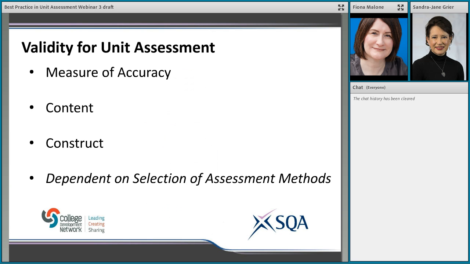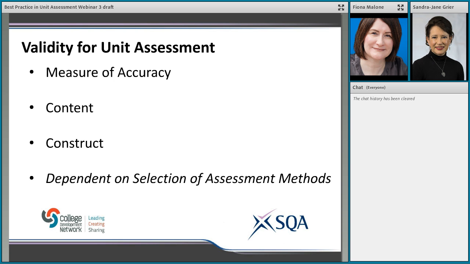Validity is a measure of accuracy of an assessment, and that's really important when it comes to assessing your candidates. The assessment method you're using is valid when it is appropriate for its purpose, allows candidates to show that they have the required knowledge, understanding and skills, allows you as an assessor to make a reliable assessment decision, and allows the interpretation and inference which can be drawn from the assessment outcomes to be meaningful and justifiable.